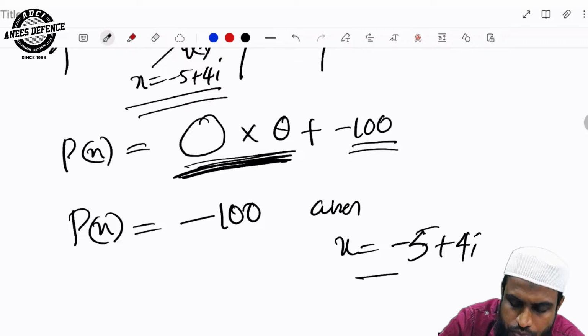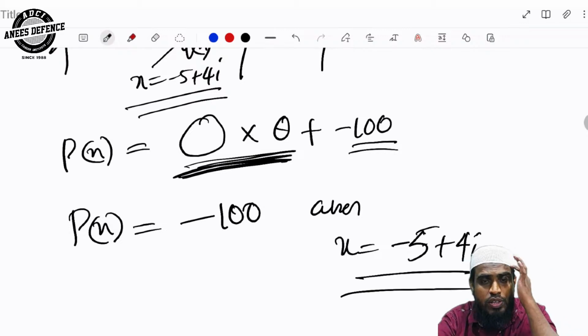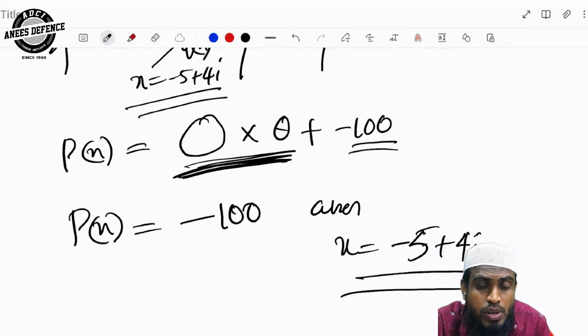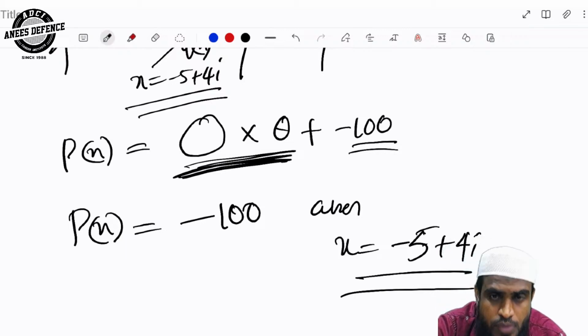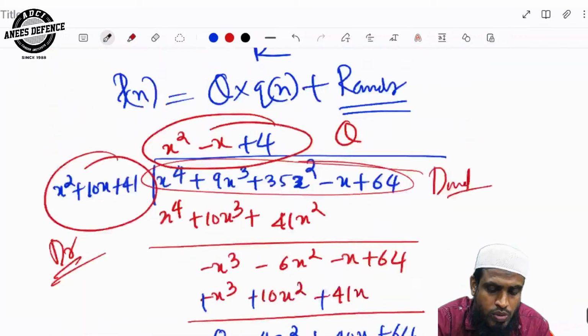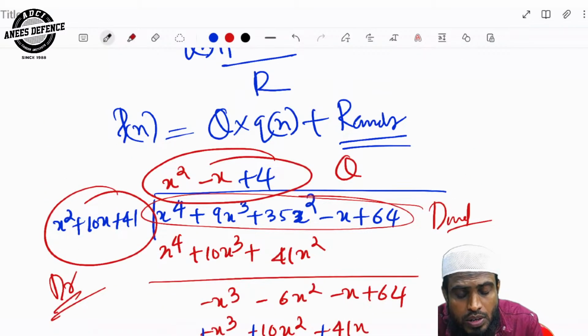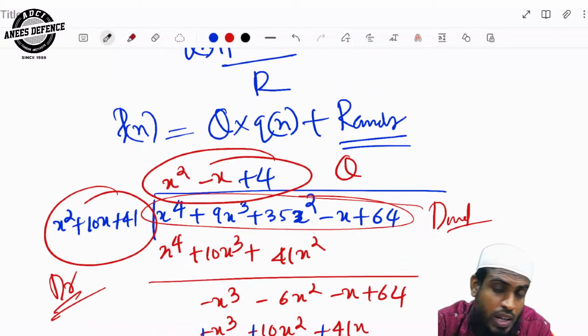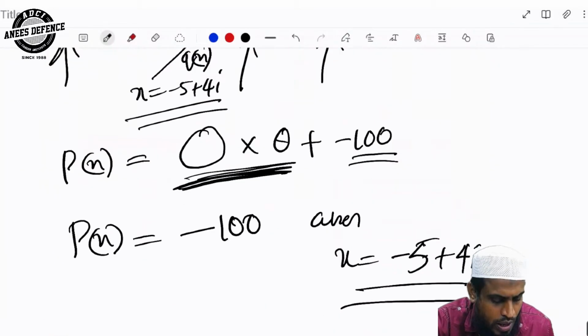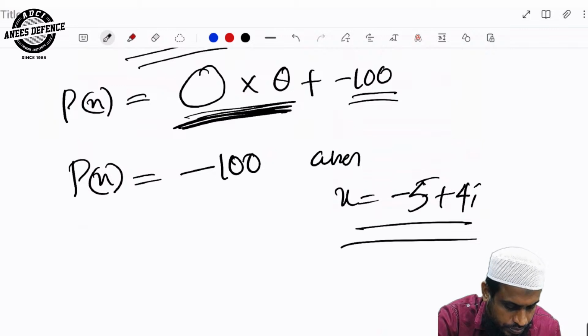So without substituting this value into the polynomial P of x, by using this idea, you are able to find the value of the polynomial P of x. This is a simple method. Otherwise, if you put that value into this bigger equation, P of x equal to x raised to 4 plus 9x cube plus 35x square minus x plus 64, it will kill your time. So it is better to use this idea to calculate the value of the polynomial. So that is about quadratic equations.